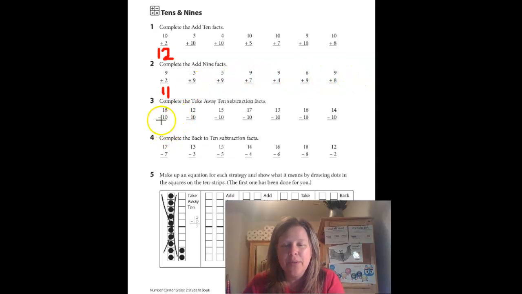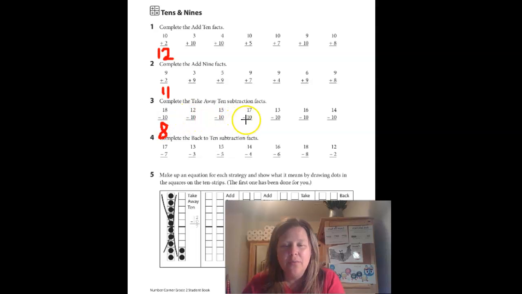All right, in row 3, you're going to be working on the take away 10 subtraction facts. So you've already done add 10, now we're adding take away 10 to that. So remember, when you're subtracting, the larger number is always going to be on top, and you're going to take away the smaller number. So when I have 18 and I take away 10, that's pretty easy for me to figure out. I know that's just going to be 8.